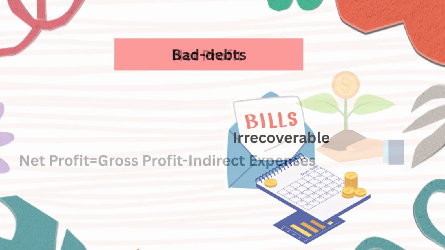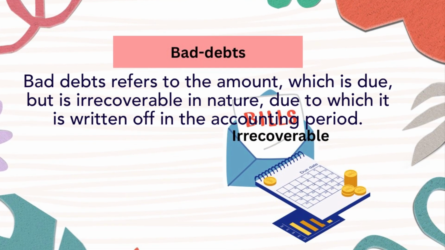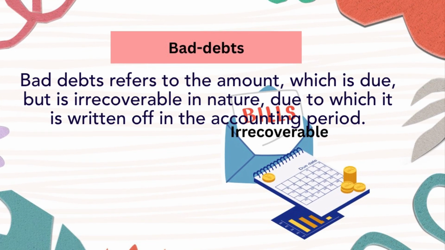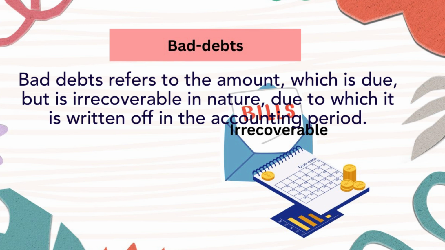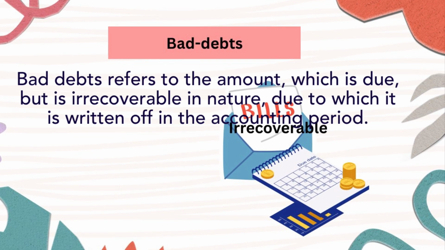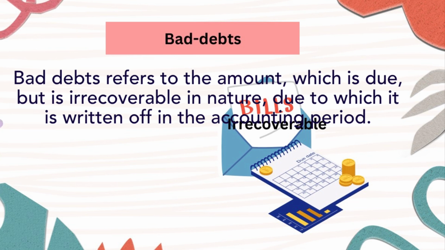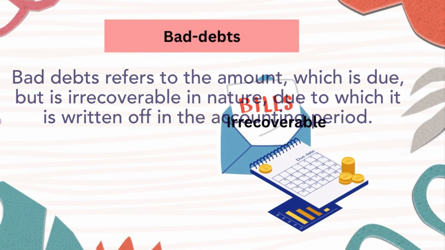Now, there is another term called bad debts. Bad debts refers to the amount which is due but is irrecoverable in nature, due to which it is written off in the accounting period. So bad debts refers to the amount that is due but cannot be recovered. So these are considered as bad debts.